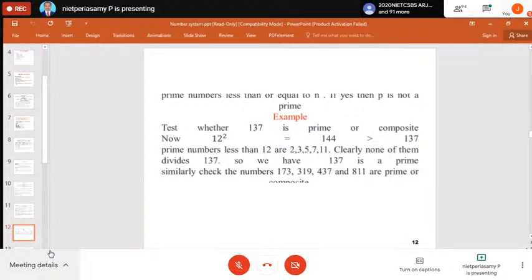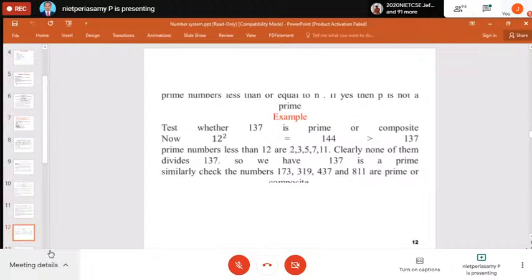Suppose I explain this prime number test with an example, so you can understand easily. If I just dictate the procedure, it is very difficult to understand. So I will explain this test with one example. Randomly you take a number, 137. Here I'm going to check whether 137 is a prime number or a composite number.